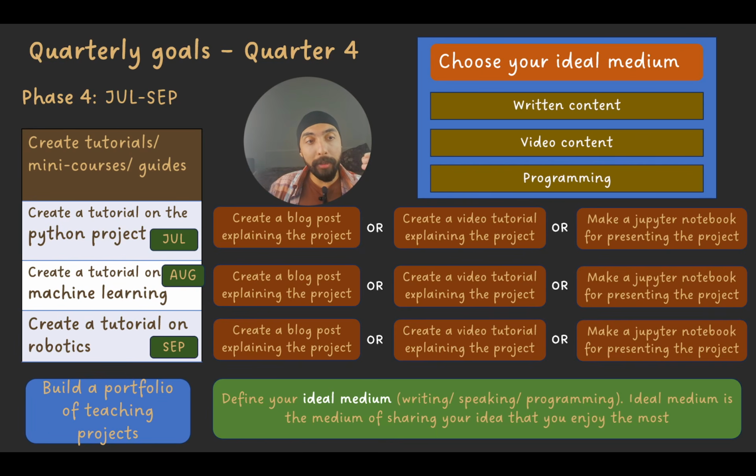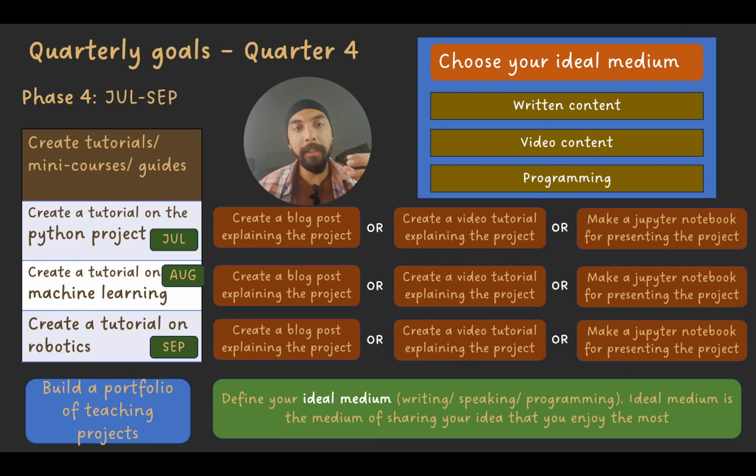And in the fourth quarter you can of course get to experience teaching, and you can either create a blog post explaining the project, you can create a video tutorial, you can make a Jupyter notebook. And the goal is to really find out what is your ideal medium in which you want to communicate, in which you want to create instructional courses. Is it written content? Would you be making Jupyter notebooks? Is it programming that you enjoy doing most, as you did in the projects? Or is it creating video content or conducting workshops? Or is it the speaking skill that you find most enjoyable?